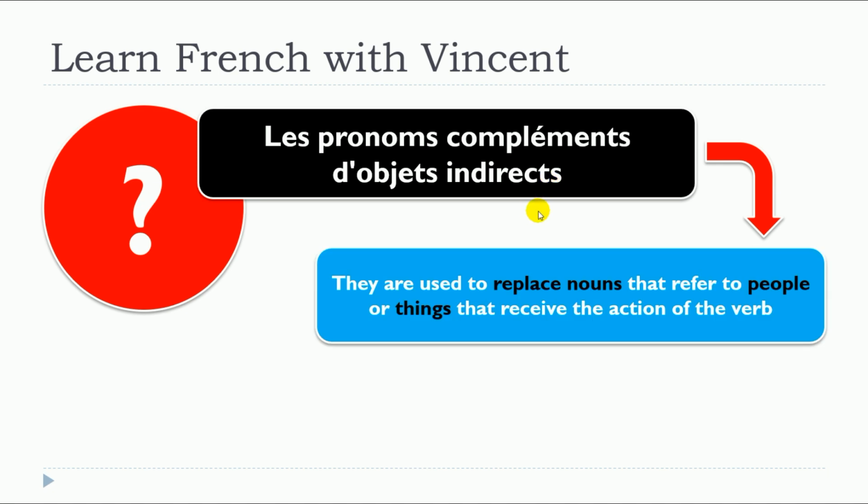And the first thing, they are used to replace nouns that refer to people or things that receive the action of the verb. This is really, really important. So let's agree on that. These nouns that they will replace will receive the action of the verb in the sentence.